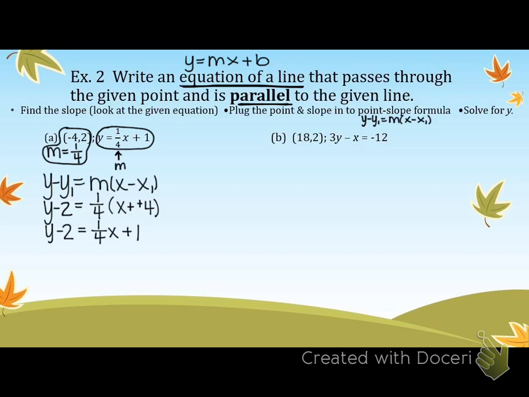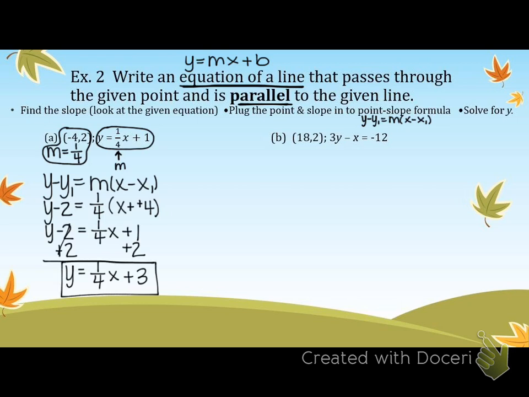Now, we're not done. How do we finish this problem? We've got to add the 2. Okay, we got to move that 2, and we're going to move it by adding. Now, remember, you only add and subtract to like terms. So we crossed out on the left, and y equals 1/4 x plus what, everybody? 3. Plus 3. And this is our final answer that we box in.